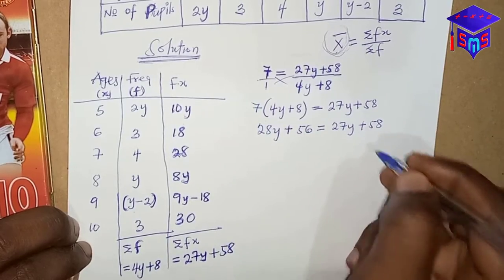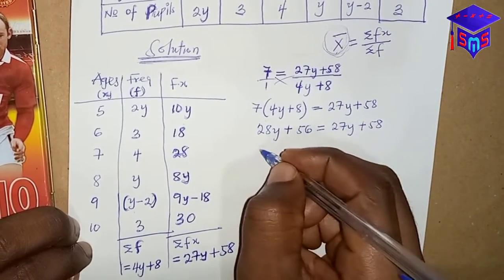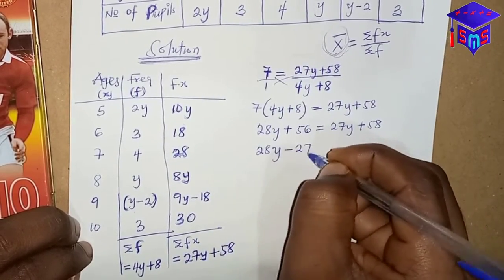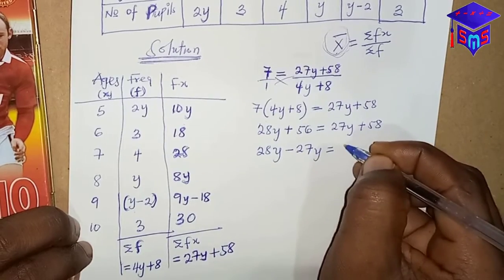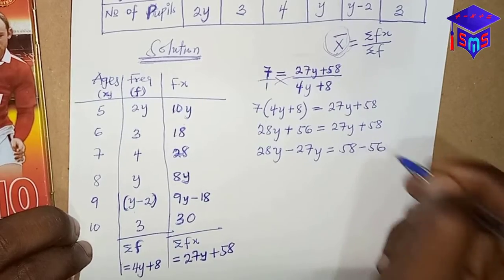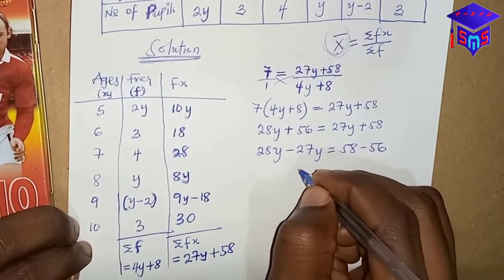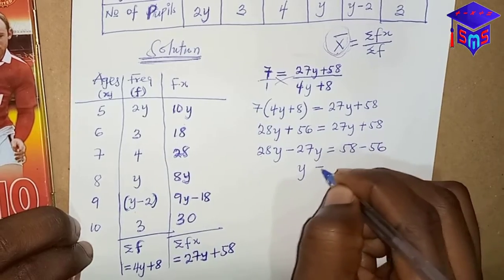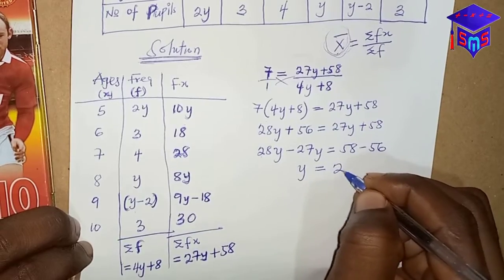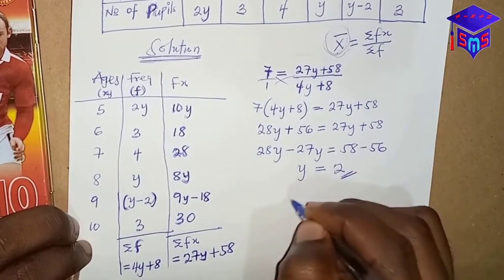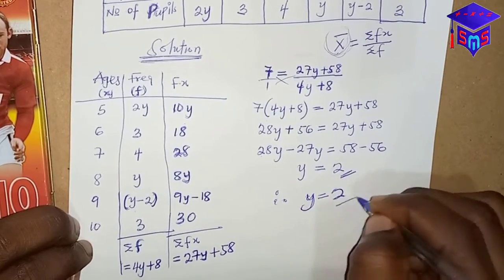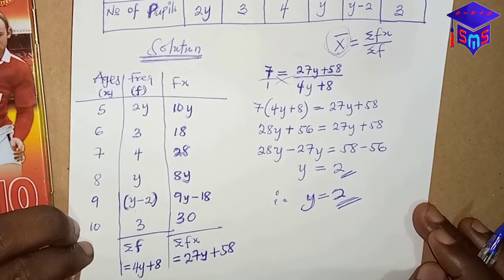Now you group terms, then you simplify. So I'll bring this one here. So there we have 28y minus 27y to be equal to 58. Then the 56 will go here to be minus 56. Okay, so 28y minus 27y will give us what? y. And this is equal to 58 minus 56, which should give us what? 2. Therefore, y is equal to 2. That is the value of y.